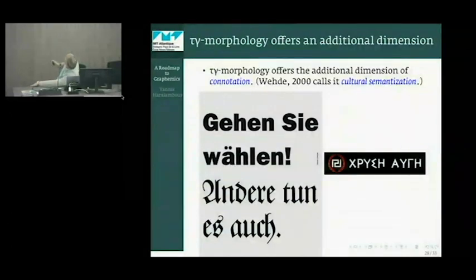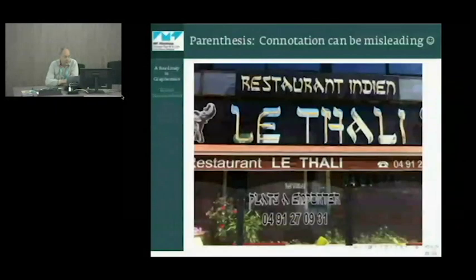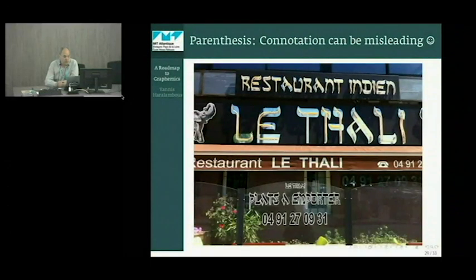Then typography also has the dimension of connotation. So you can see the connotation of the right wing or Nazi, and here the logo of the Greek fascist party, which uses epigraphical characters. Connotation can be misleading; this is a joke, a picture I took in southern France. It's an Indian restaurant using Hebrew characters. Okay, this is Hebrew square script.